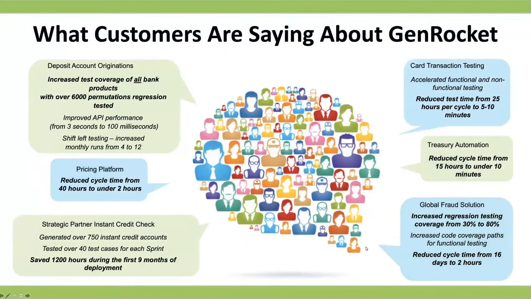So to wrap up, some great feedback from customers. There's hundreds and hundreds of different use cases from our customers, but just some nice examples here. You can see card transaction testing where we're able to, versus manual or other methods like spreadsheets, reduce test time from 25 hours of data preparation down to 5 to 10 minutes per cycle. Or in this global fraud solution, reducing the cycle time from 16 days down to 2 hours. Or strategic partner instant check in the bottom left hand here, you can see we were able for this client to save over 1,200 hours during the first 9 months of deployment.